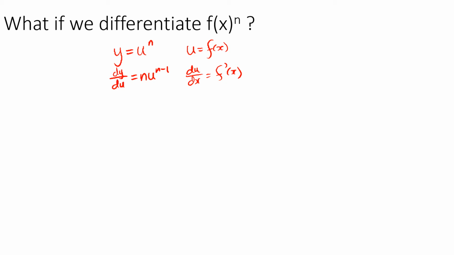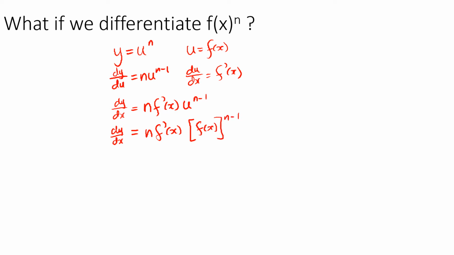As it's a chain rule, we then multiply those two things together to get that dy/dx is equal to, and I'm going to write it in this order, n f'(x) times u to the n minus 1. So let's substitute our value of u back in there, and we can get that dy/dx is equal to n f'(x) times f(x) to the n minus 1. And that is actually a shortcut that we looked at in the chain rule.